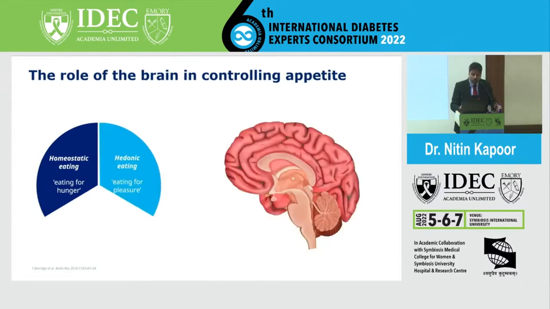But then there is also eating for pleasure. We may like to eat certain things, and because we get a kind of pleasure, a kind of kick, if we see something that we really like, and we may eat something for that, and that's not for hunger.